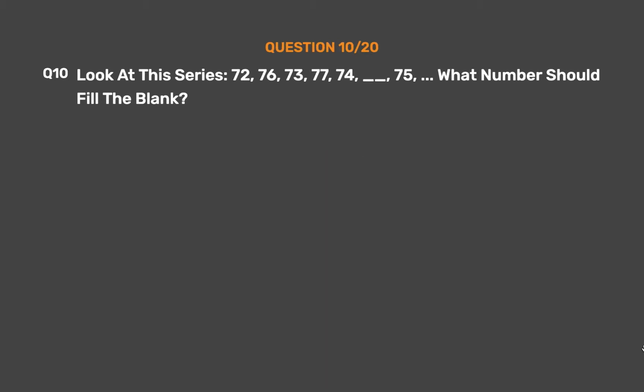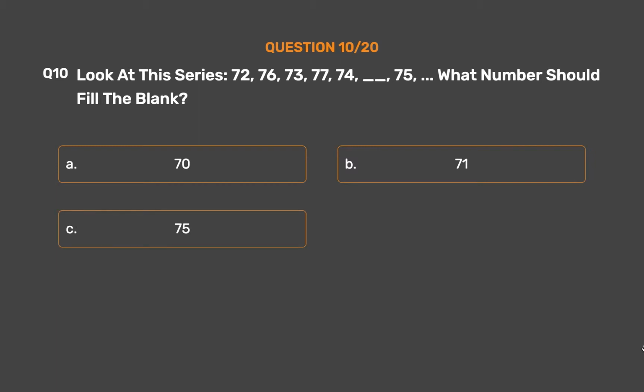Question number 10. Look at this series, 72, 76, 73, 77, 74, underscore, 75. What number should fill the blank? Option A, 70. Option B, 71. Option C, 75. Option D, 78.